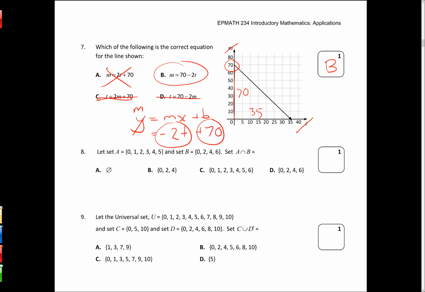Let's set A equals that and B equals that. What's set A intersection B? We have to know that upside down U thing is an intersection, which just means what have they both got in common? So it's not union, it's intersection. What have they both got? Oh, they've both got a 0. They've both got a 2. They've both got a 4. They don't both have a 6. 0, 2, 4. Here it is, B. Looks like if in doubt, go B.